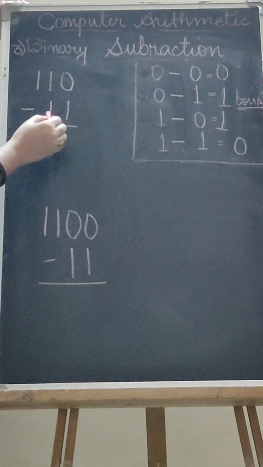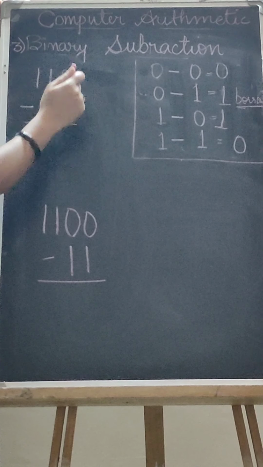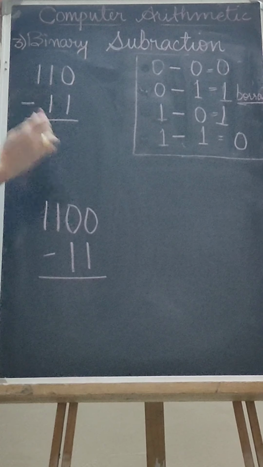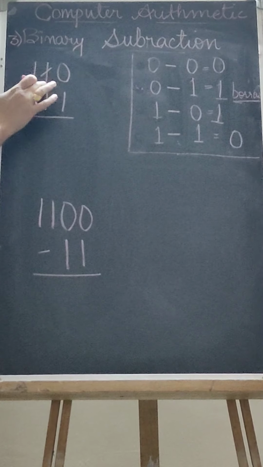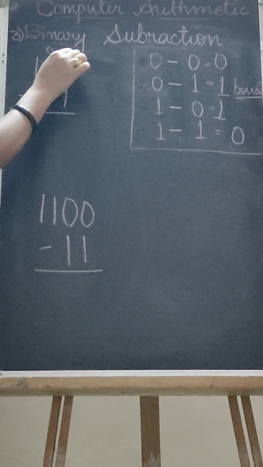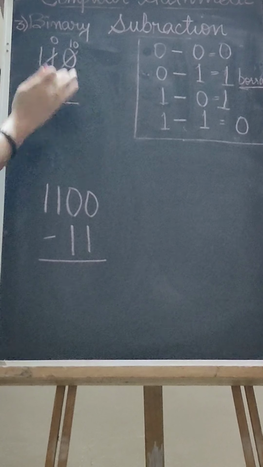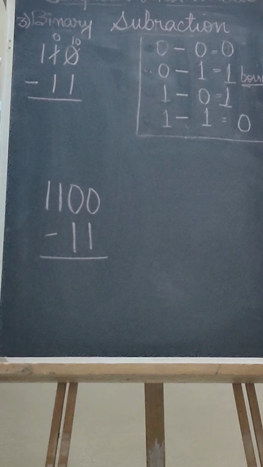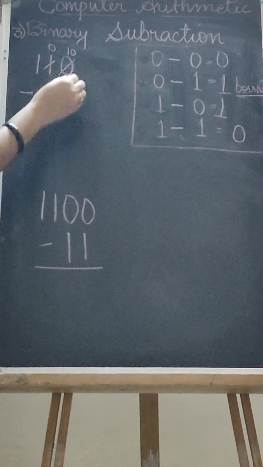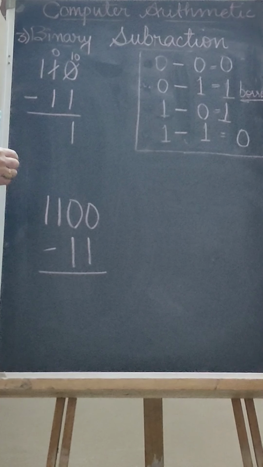1 1 0 minus 1 1. Now we have to subtract 1 from the 0, but directly the subtraction is not possible. We have to take borrow from this one. This will become 0 and this will become 1 0. Whenever we borrow, that 0 becomes 1 0. Keep this in your mind. Now when we subtract 1 from this 1 0, it will become 1.